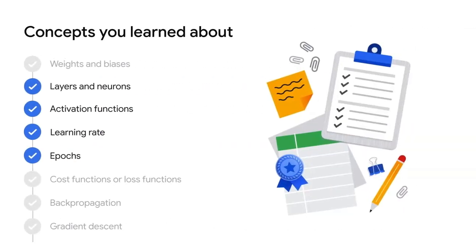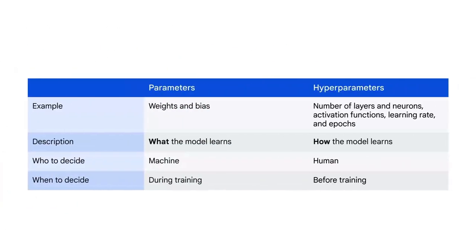The number of layers in neurons, activation functions, learning rate, and epochs are hyperparameters, which are decided by a human before training. The hyperparameters determine how a machine learns. For example, the learning rate decides how fast a machine learns, and the number of epochs defines how many times the learning iterates. Normally, data scientists choose the hyperparameters and experiment with them to find the optimum combination.